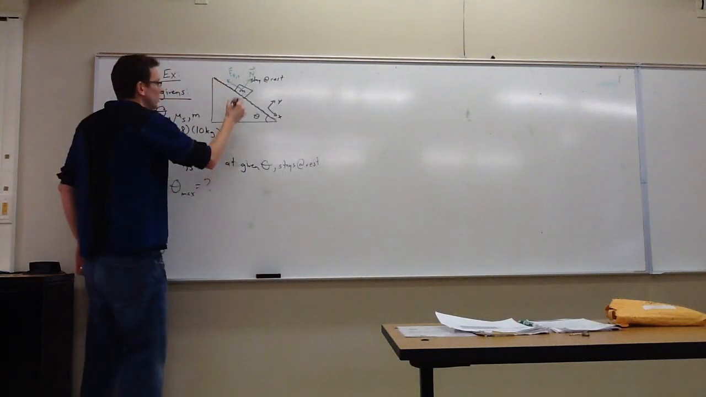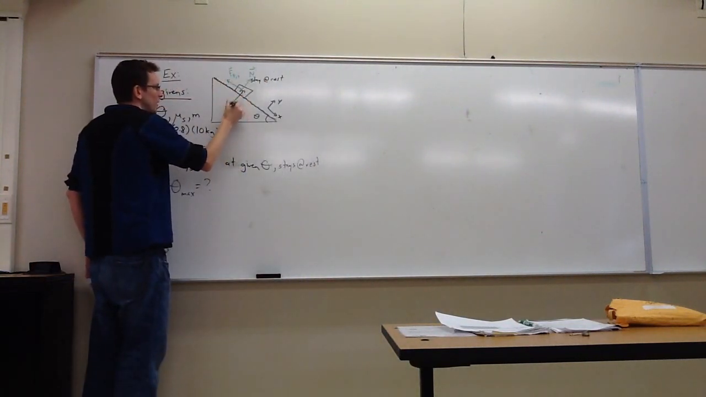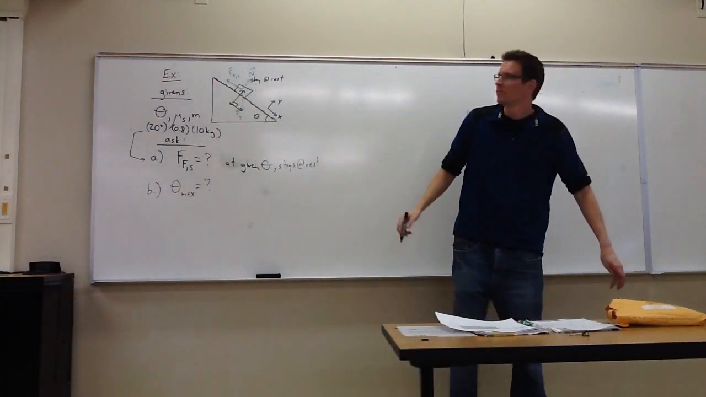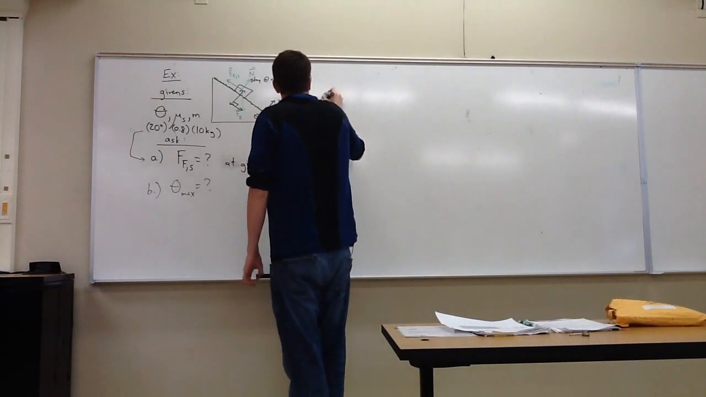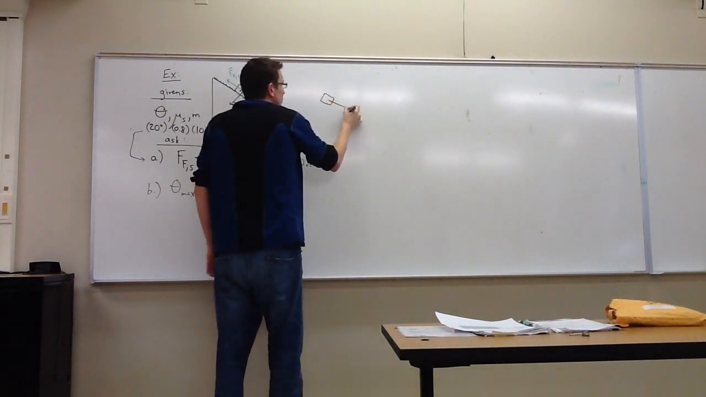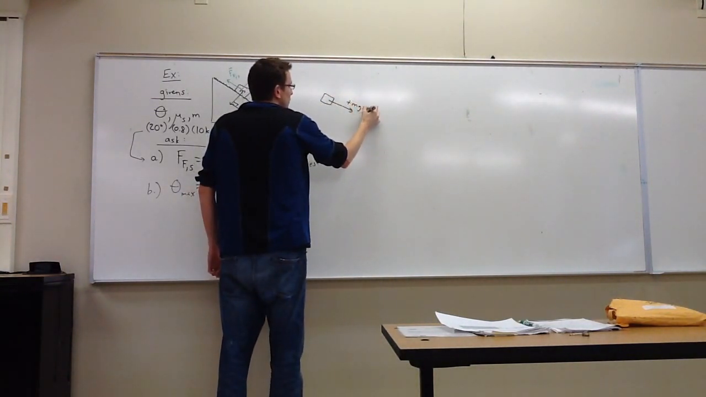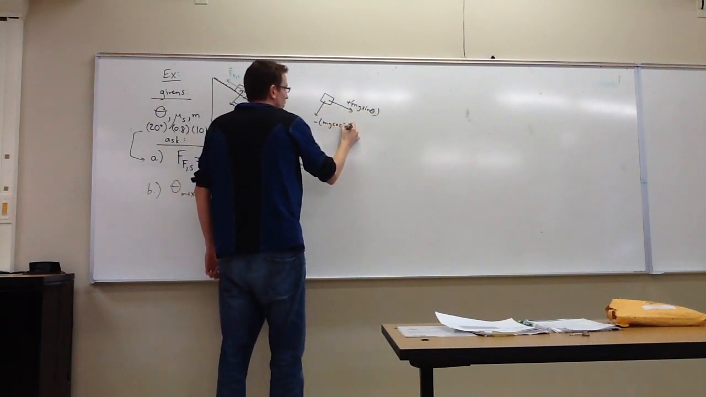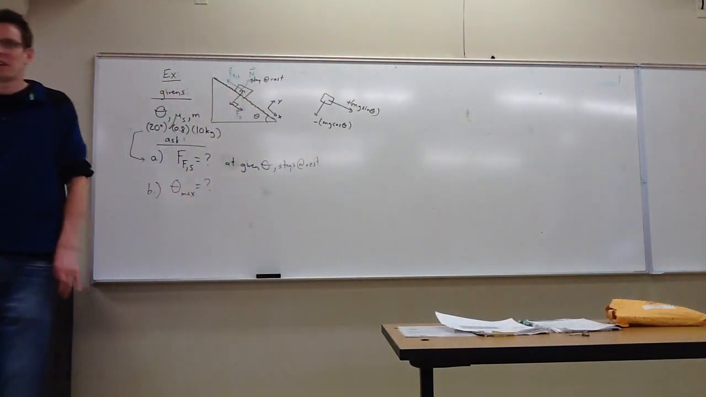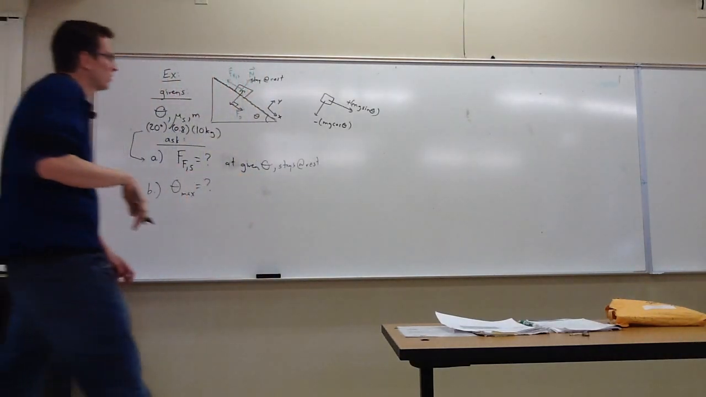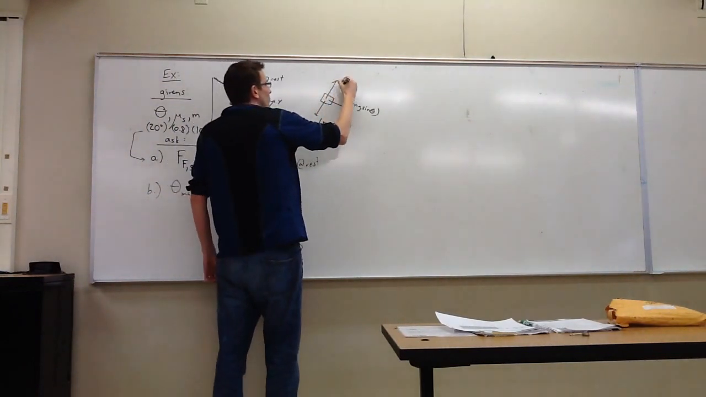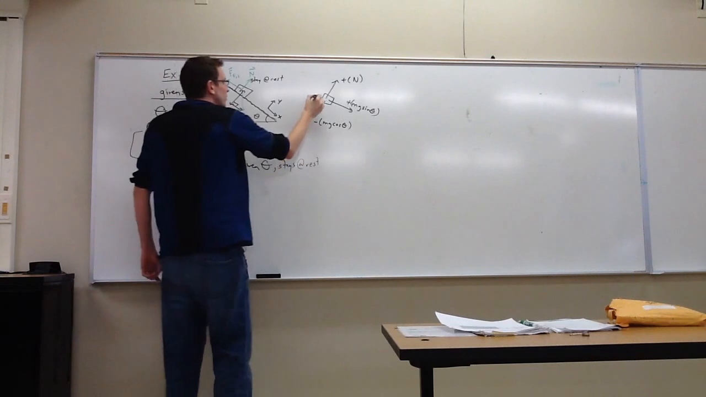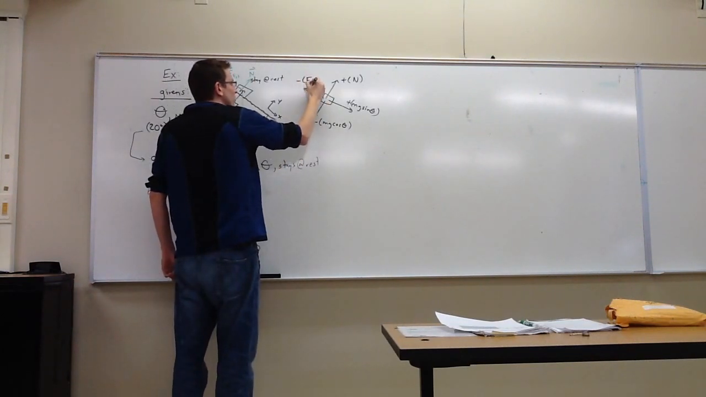So I'll do my force of gravity components like I did before. Let me draw my free body diagram. Here are my hopefully familiar components of the force of gravity. That's the same as the inclined plane problem from before. I still have a normal force, but now I also have a static frictional force.